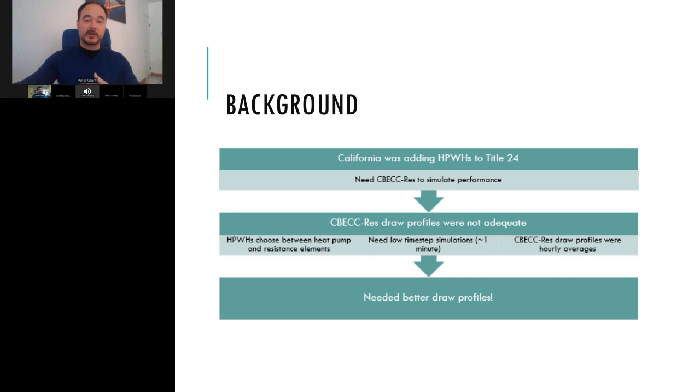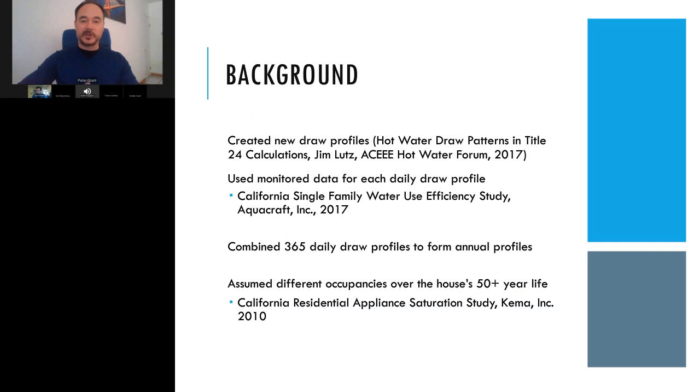Now, at the time, CVEC-RES's draw profiles were hourly averages. So you can imagine that using a 1-minute time step simulation with hourly average data, well, there's no point in using a 1-minute time step simulation if your input data has an hourly average. So they needed better draw profiles in order to make the heat pump water heater simulation model work. So they reached out to the consultants in California, and those consultants created new draw profiles.